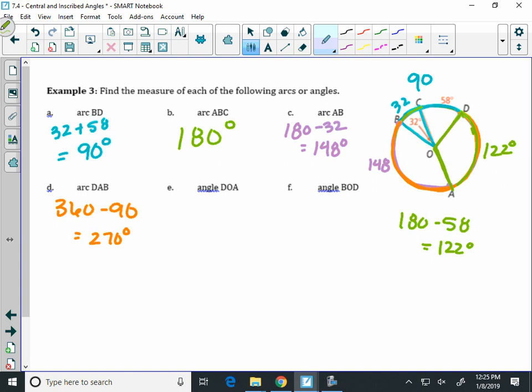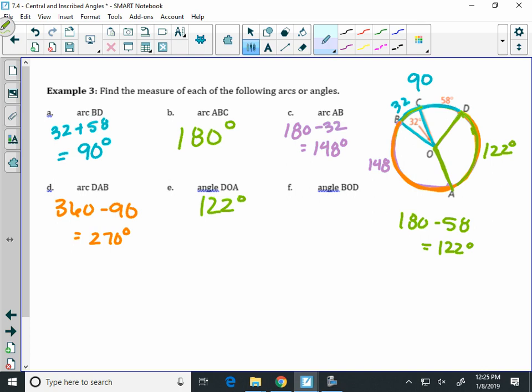It's 122 because what type is it? You're right. Central. And we know central angles and arcs are the same. Oops, wrong place. Write that answer. So the arc is 122. The angle is going to be 122.